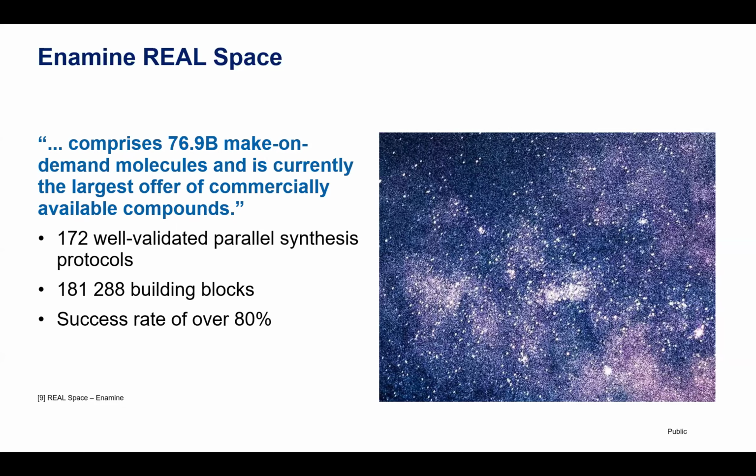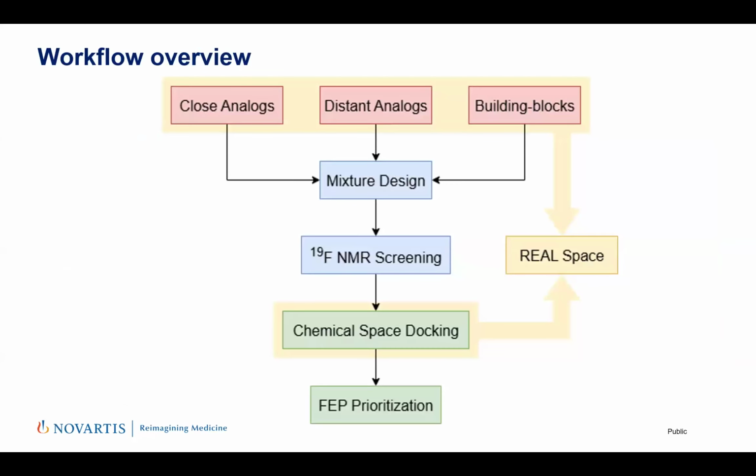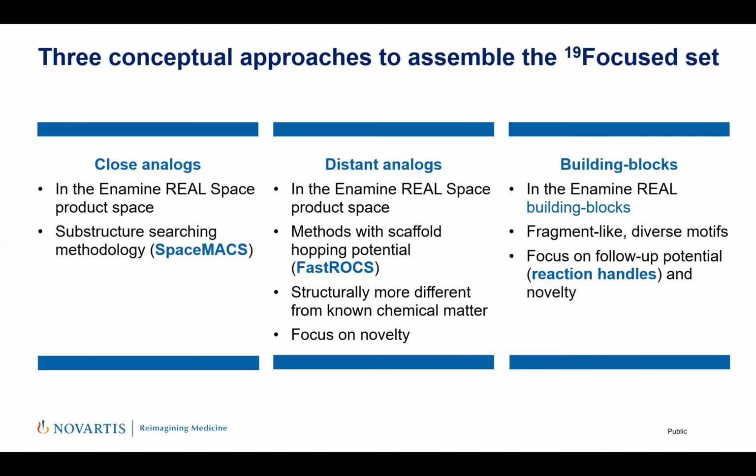So we want to work with the Enamine REAL space, and we wanted to do it in a few different ways. I will go into the 3 different approaches in a moment. We selected fragments through 3 different approaches, generated ad hoc mixtures from those, actually performed the 19F NMR screening, and then we wanted to follow up on them in the REAL space again, which we'll be doing with chemical space docking, followed by one last step of FEP prioritization to really decide which molecules we were going to buy.